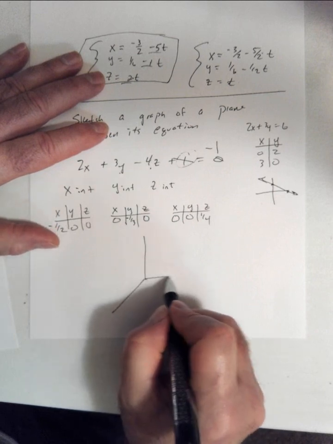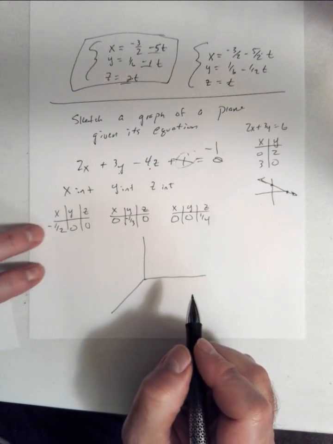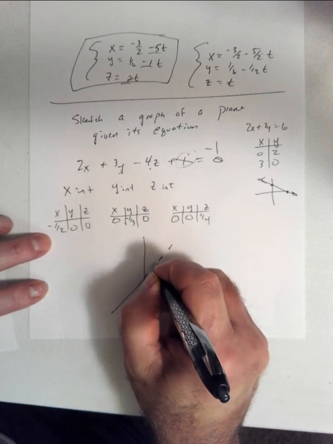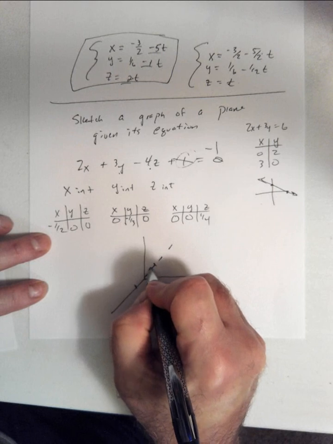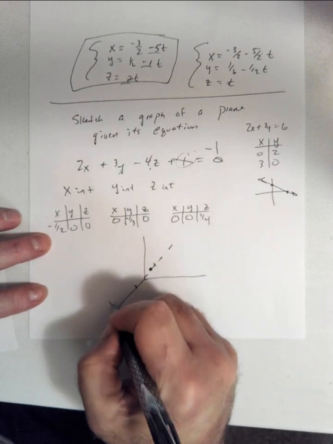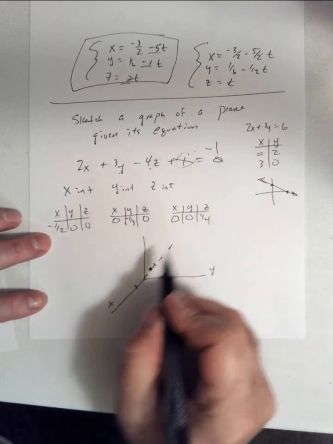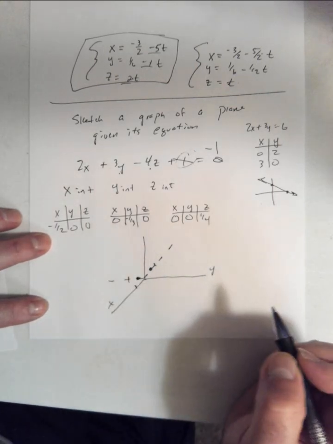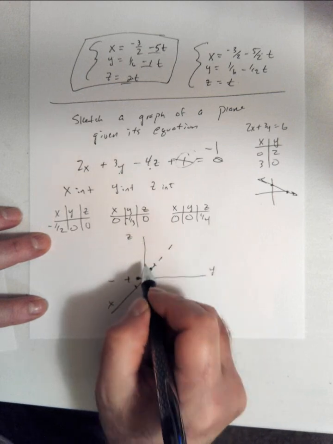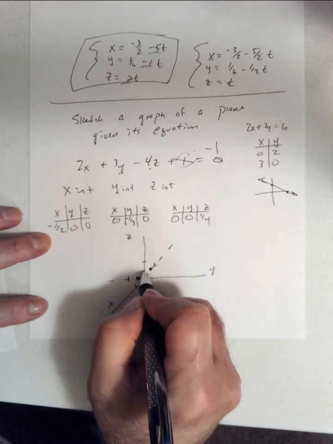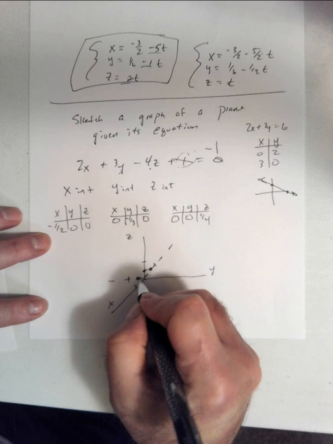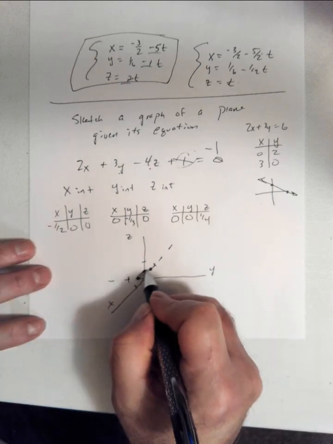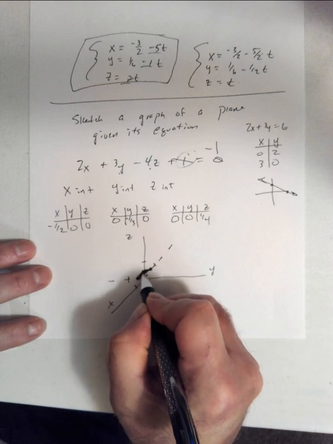So again, to sketch this plane, we have negative 1/2 on the x-axis, negative 1/3 on the y, and 1/4 on the z. And then we're just going to draw in that little triangle, and that is a representation of your plane.